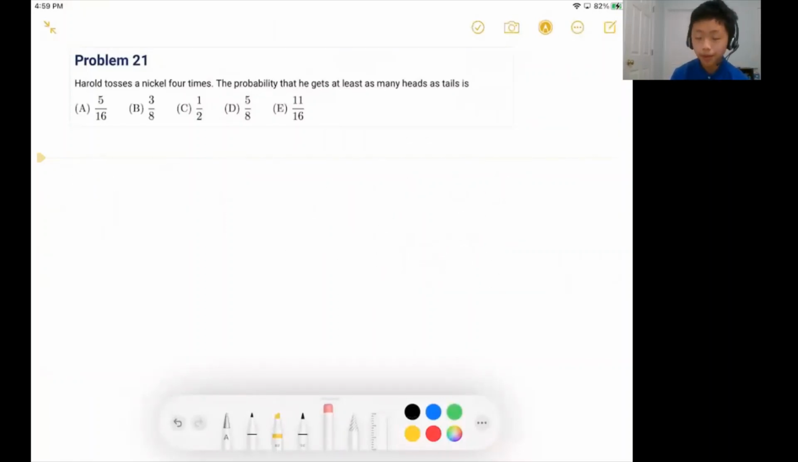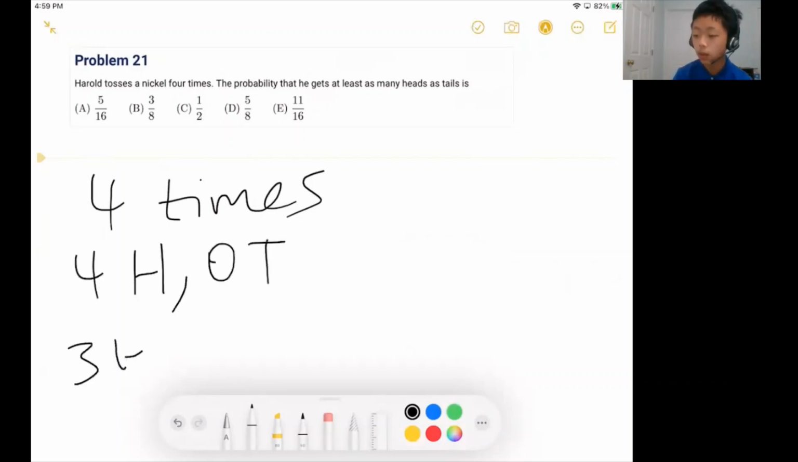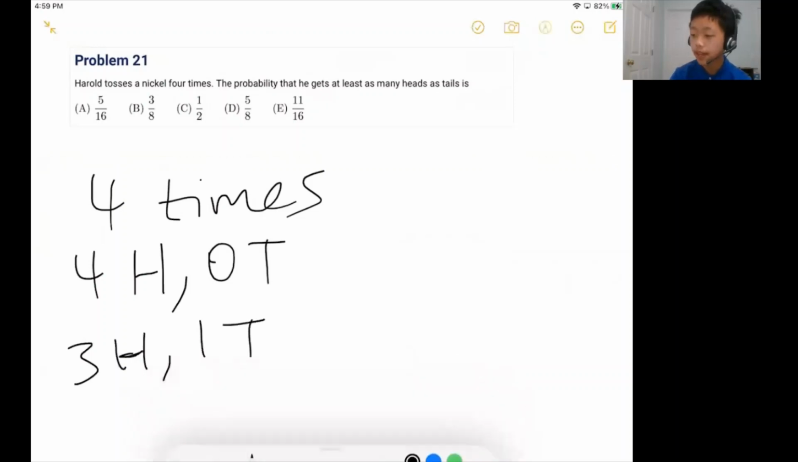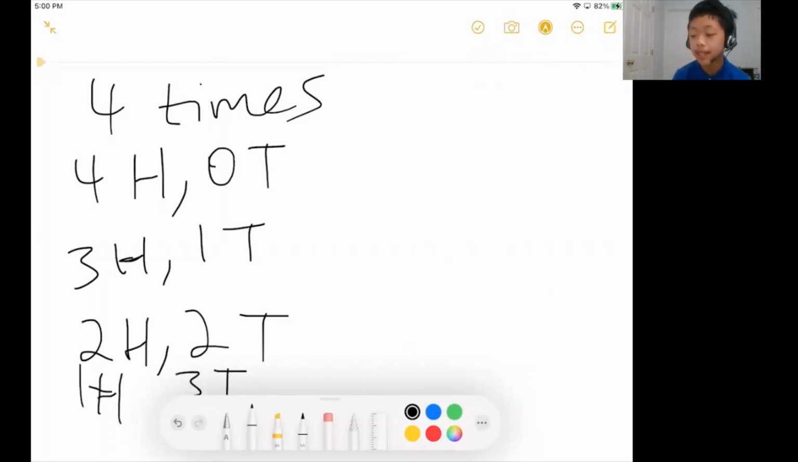A better way to do the problem is this: if you're tossing the coin 4 times, and we want at least as many heads as tails, that means we either have 4 heads and 0 tails, 3 heads and 1 tail, or 2 heads and 2 tails, right? These are the only possible numbers of heads and tails that satisfy the problem statement. You can't have 1 head and 3 tails, because then the number of heads won't be at least as many as the number of tails. So we can casework this out now.